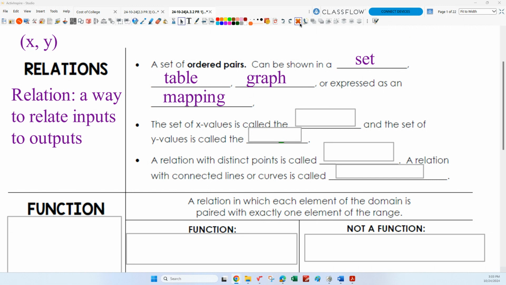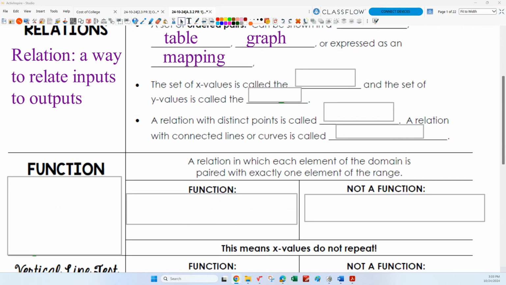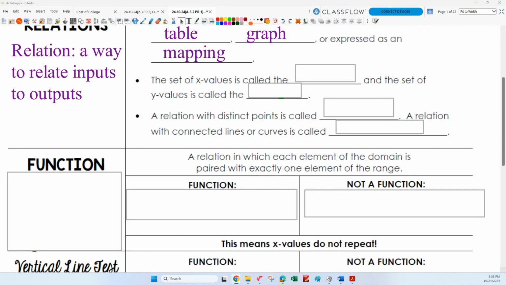In general, what do we call the set of x values? Let's not be that specific. We don't need to limit ourselves to x values. Let's just call them inputs instead. What's the set of all possible input values for a relation called? It starts with a D. Domain, absolutely. So the domain is all the x values that we could plug into a function, all the ones that would work.